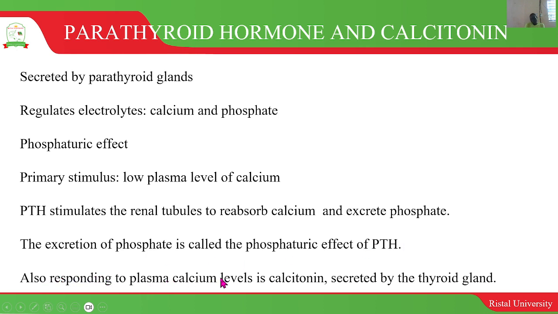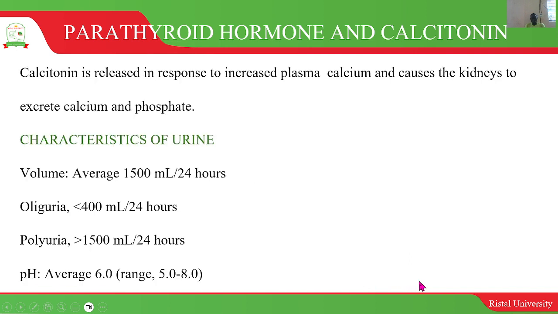Also responding to plasma calcium levels is calcitonin, secreted by the thyroid gland. Calcitonin is released in response to increased plasma calcium and causes the kidneys to excrete calcium and phosphate. Characteristics of urine: average volume, we already mentioned this, in 24 hours. Oliguria is when we have a little volume of urine, and normally we say less than 400 ml in 24 hours. This is really small.